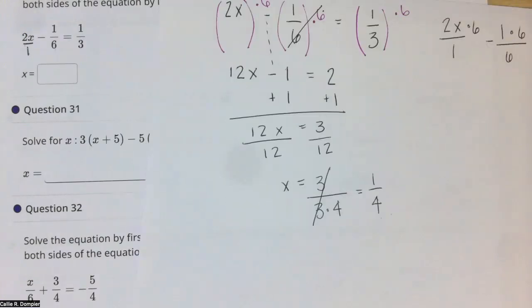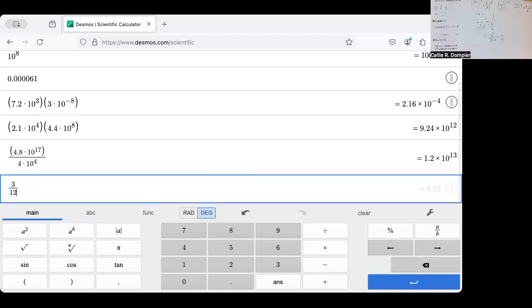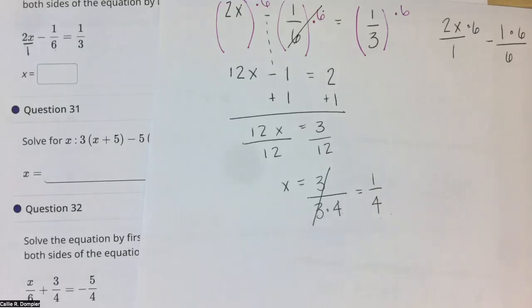Okay, something else helpful with Desmos is that if you were to put 3 over 12 into Desmos, and then you hit this convert to a fraction button, it'll give you that fraction in its simplest form. All right.